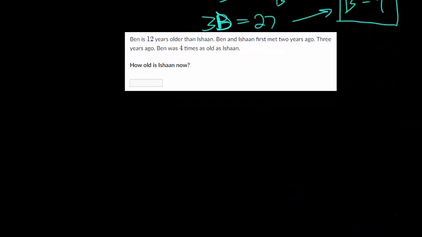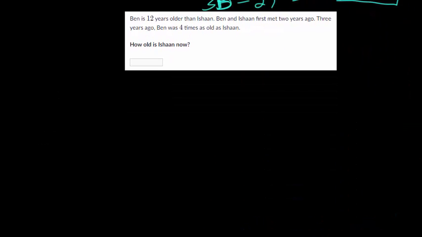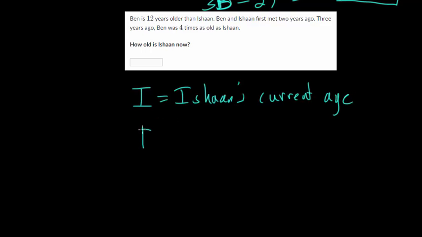And let's do one more of these. And in this one, we have Ben and Aishan. I might be pronouncing that incorrectly. So we need to know how old Aishan is. But again, we're dealing with 2 different people and 2 different ages. So we can define it, let's say I as Aishan's current age. And then we can say that B is Ben's current age.